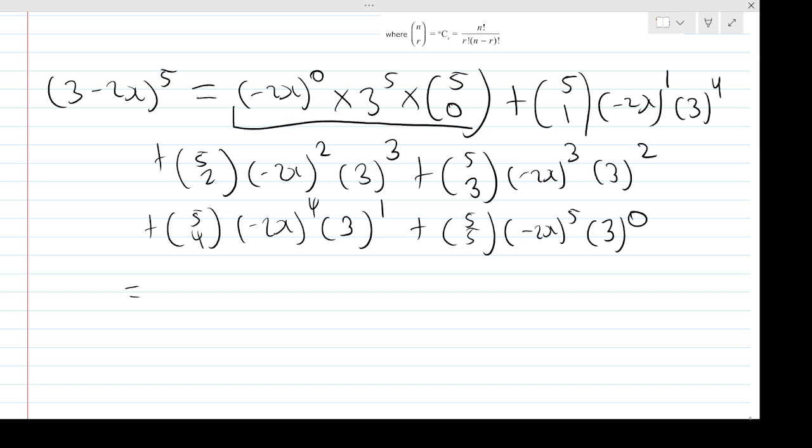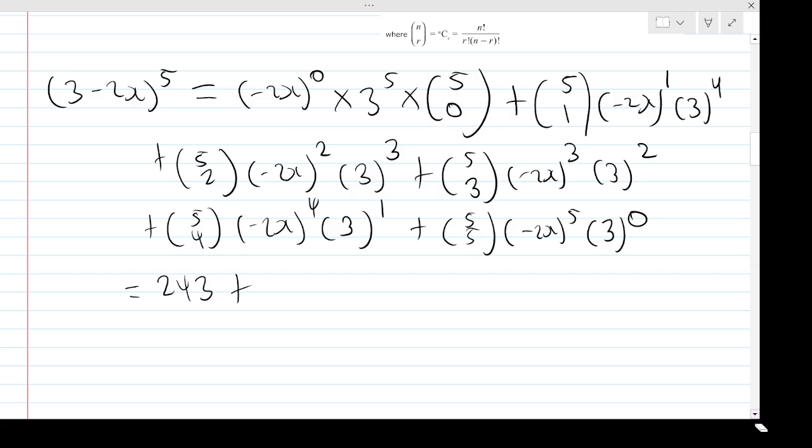So I'm going to first work out the x to the 0 term, which I've underlined there. If I put that in the calculator, minus 2x to the power of 0 is just going to be 1, so that'd be nothing really. So we have 3 to the 5, which is 243, times 5 choose 0. Remember we looked at how to use that in the calculator last time if you need to check how to put in that weird bracket. That'd be 243 overall for the first term. We could say x to the 0, but that's just 1, so that's just the constant term.